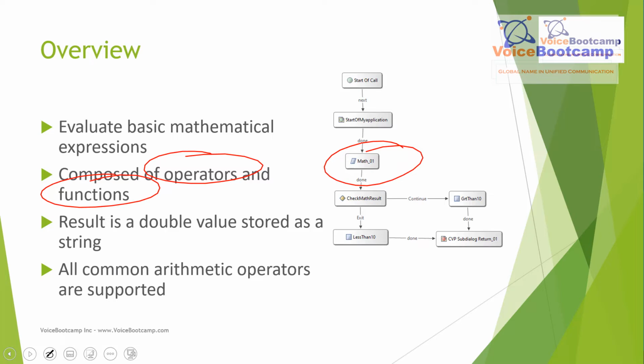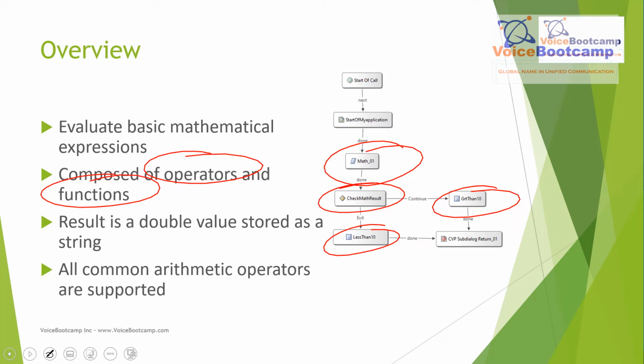Now, once we receive that value, we can then use some sort of decision element to verify if the data is correct, or we can compare the data and say if the value is X, then we will play something, otherwise play something else.